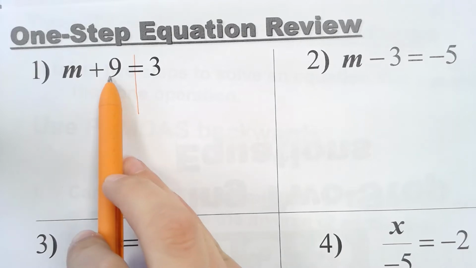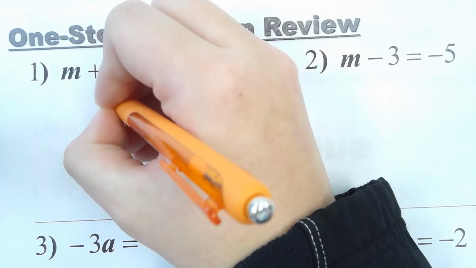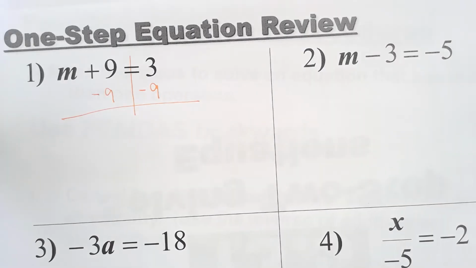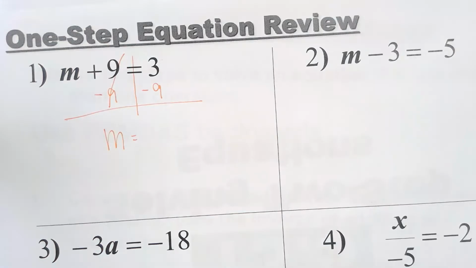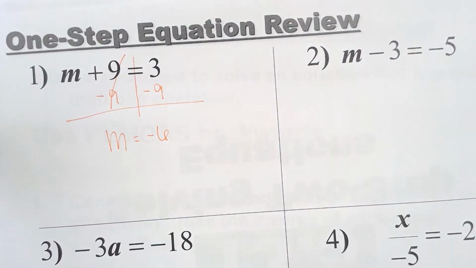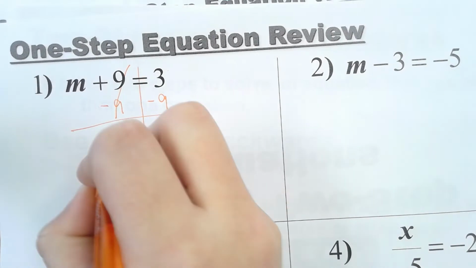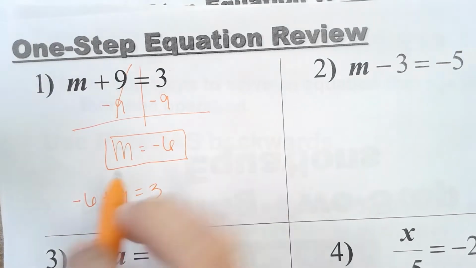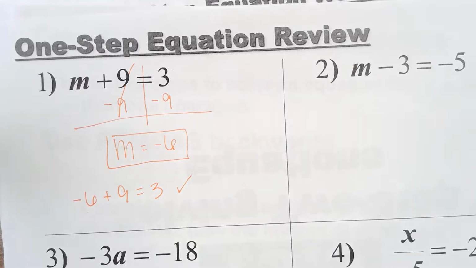So if we need to move the 9, right now the 9 is adding, so the inverse operation of adding is to subtract it to both sides. So that then your 9's cancel, you're left with m equals, and then 3 minus 9 gives us -6. And then it's always good to check your work. If I plug -6 back in for m and rewrite my problem, -6 plus 9 does equal 3, so I know I did it correctly.